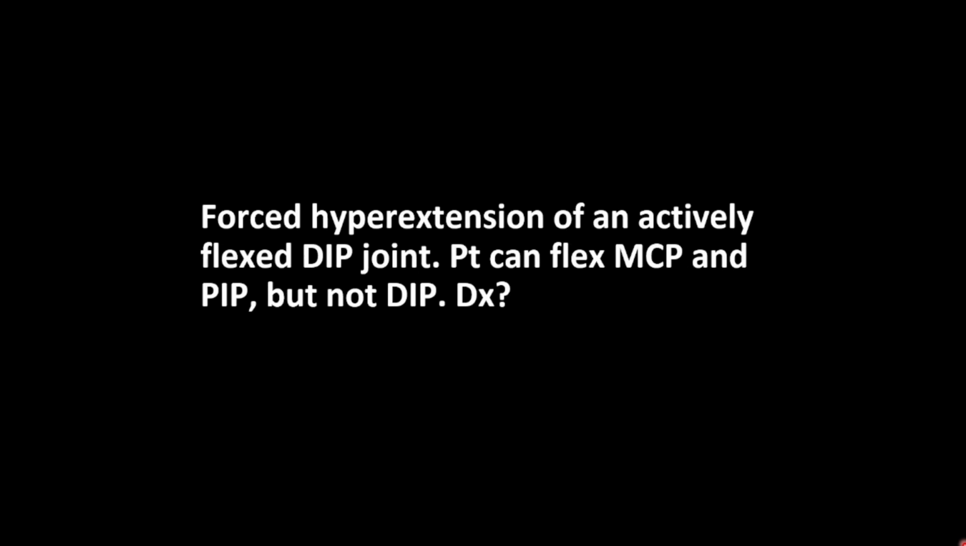All right, so these will be some quick cases. Just say the answer in your head as I read these off. Let's say we have a patient with forced hyperextension of an actively flexed DIP joint. On exam, the patient can flex the MCP and the PIP, but not the DIP. What is your diagnosis? So this is Jersey finger, and that's when you have rupture of the flexor digitorum profundus tendon.